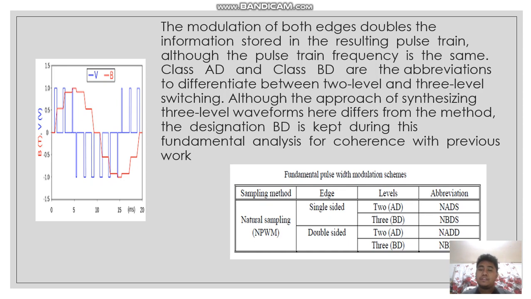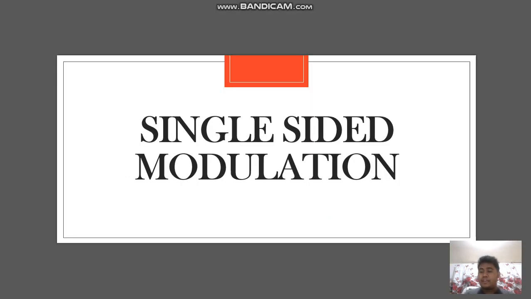So we have here the fundamental pulse width modulation scheme. We have the sampling method, the natural sampling, and PWM. We have here the two edges: the single-sided and double-sided. For single-sided, we have two levels, 2 and 3, and the abbreviations are NADS and NBDS. And for the double-sided edge, we have also two levels, 2 and 3, AD and BD, and we have the abbreviations NADD and NBDD. For today, we're gonna talk about the single-sided modulation.